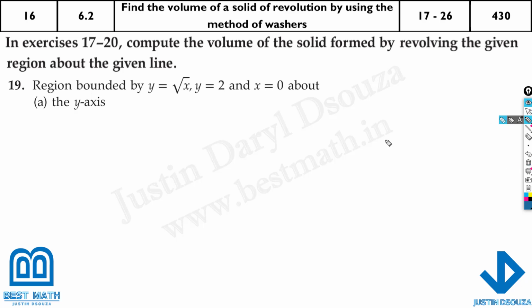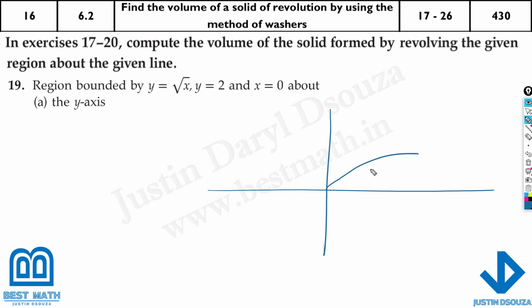Now another problem. So we have square root x. What is square root x? The graph is something like this, isn't it? And what about y is equal to 2? Okay, now this is a little bit important. X is equal to 0 is very simple.